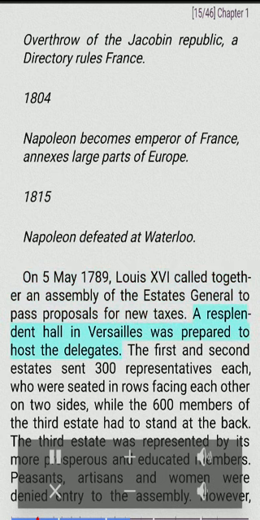On the 5th of May 1789, Louis XVI called together an assembly of the Estates General to pass proposals for new taxes. A resplendent hall in Versailles was prepared to host the delegates. The first and second estates sent 300 representatives each, who were seated in rows facing each other on two sides, while the 600 members of the third estate had to stand at the back.